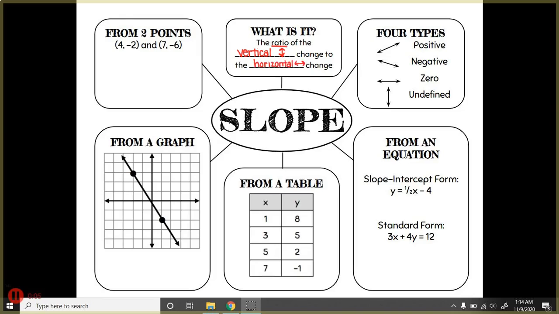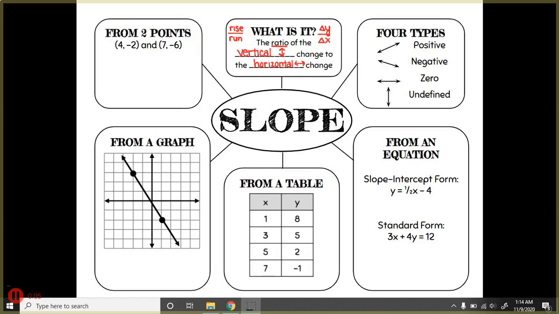And so we often say that is our change in y over our change in x, or we can also call that our rise over our run. So those were all ways that we talked about slope.